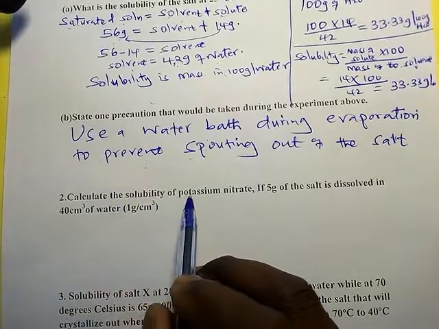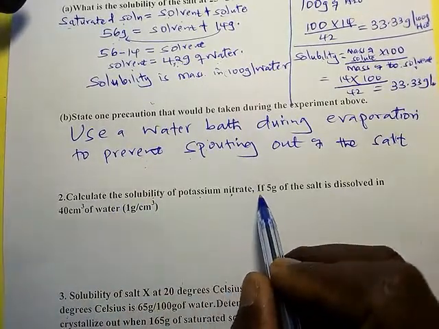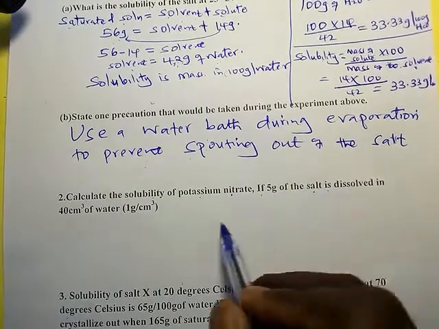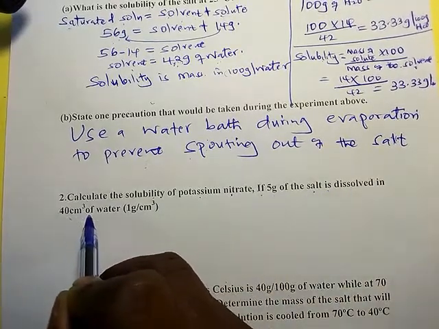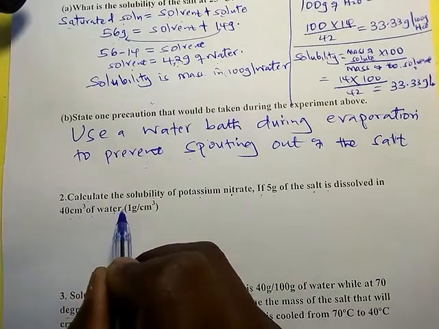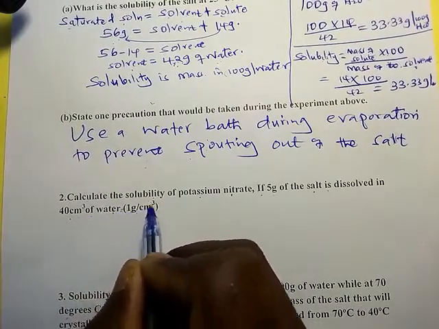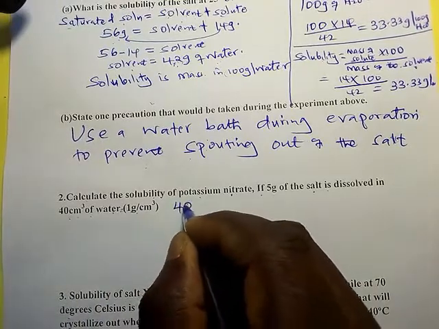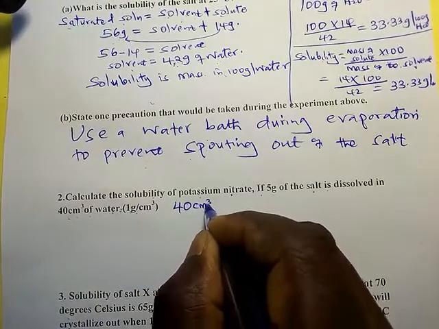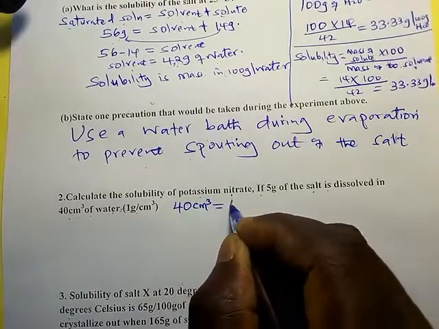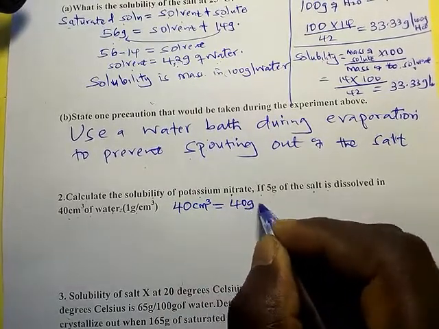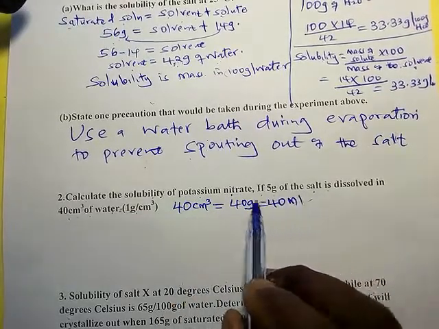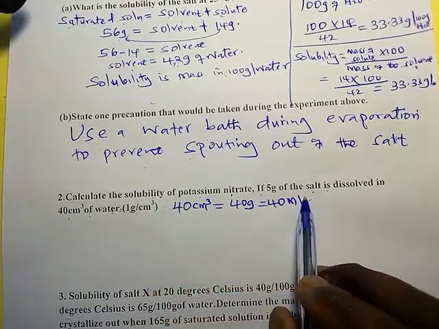Calculate the solubility of potassium nitrate if 5 grams of the salt is dissolved in 40 centimeters cube of water. You have been given that the density of water is 1 gram per centimeter cube. That is important, but you should know that 40 centimeters cube of water is the same as 40 grams of water, the same as 40 milliliters of water. So this is the same thing.